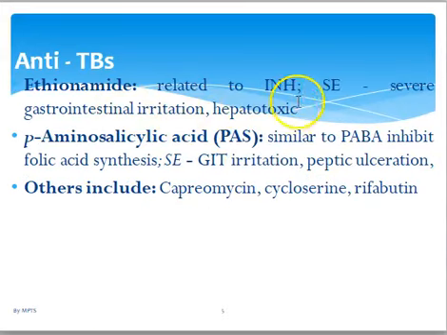Ethionamide is related to INH, with side effects of severe GI irritation, and it is hepatotoxic. P-aminosalicylic acid can also be used, similar to PABA, inhibiting folic acid synthesis, but causes severe peptic ulceration. Most of these are rarely used. Others such as capreomycin, cycloserine, rifabutin can also be used.